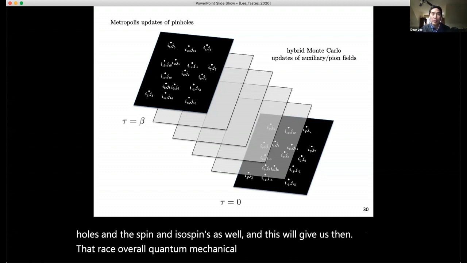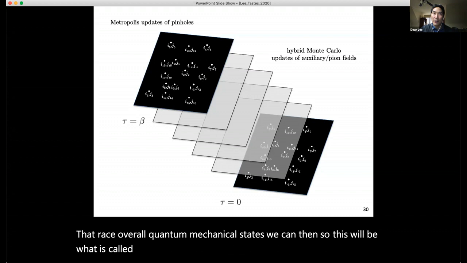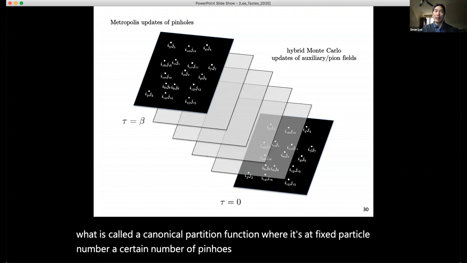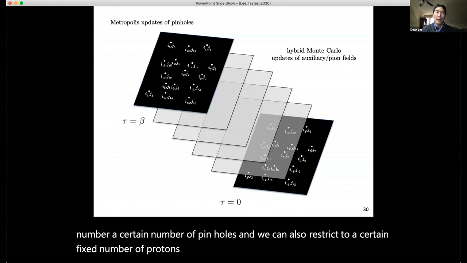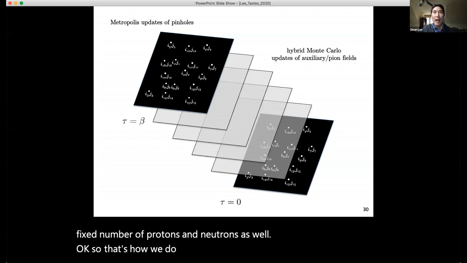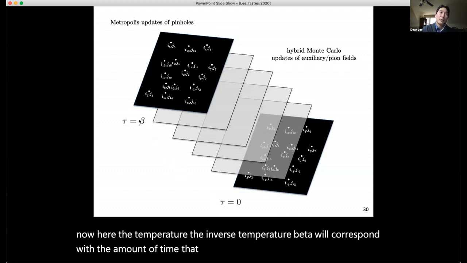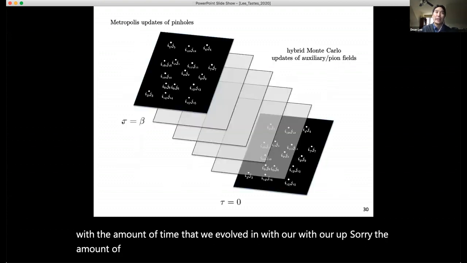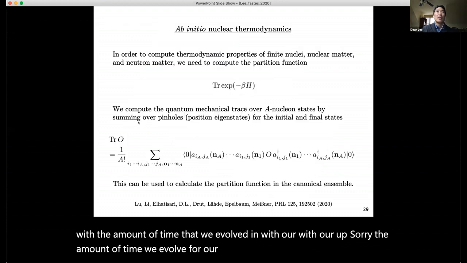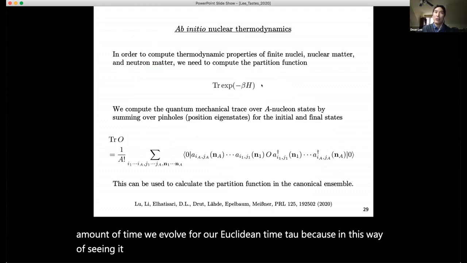So this will be what is called a canonical partition function, where it's at fixed particle number, a certain number of pinholes. And we can also restrict to a certain fixed number of protons and neutrons as well. Okay, so that's how we do these calculations at non-zero temperature. And here, the inverse temperature beta will correspond with the amount of time that we evolve, our Euclidean time tau. In this way of seeing it, beta is just like our Euclidean time.